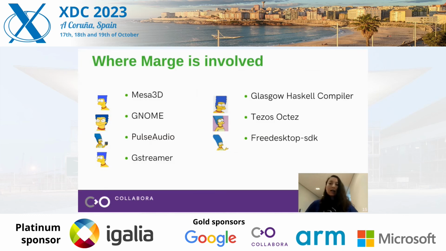Marge is working with several projects. We have Mesa CI, Mesa 3D, we have a few projects in GNOME, for instance, Mutter, Epiphany, Loupe, GNOME Shell extension. We also have PulseAudio, GStreamer, Glasgow Haskell Compiler, the blockchain Tezos, Octez, Freedesktop SDK, and I wish we could have an integration with mailing lists or Patchwork, so we could use it in a few subsystems.